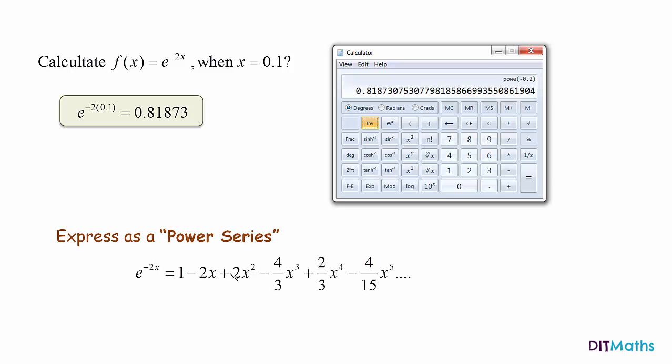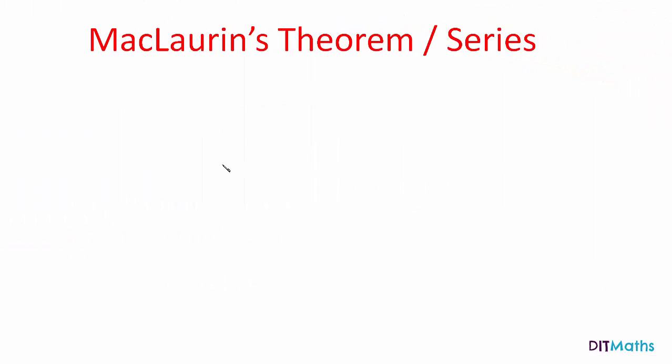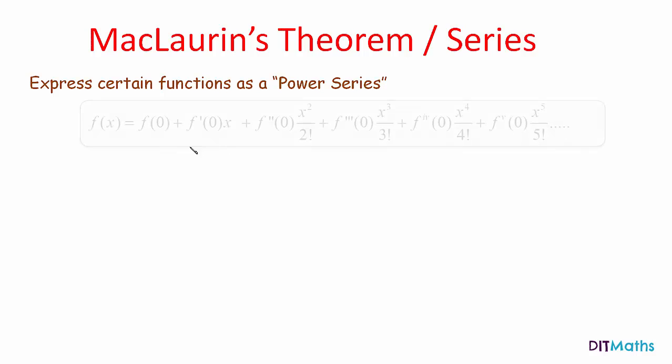Now, we could also write the function as a power series, and a power series is a series of terms with increasing powers of x as shown in the following expression. So, how do we get this power series? Well, we could use a theorem called Maclaurin's theorem, and Maclaurin's theorem allows us to express certain functions as a power series. And the theorem is given by the following expression.